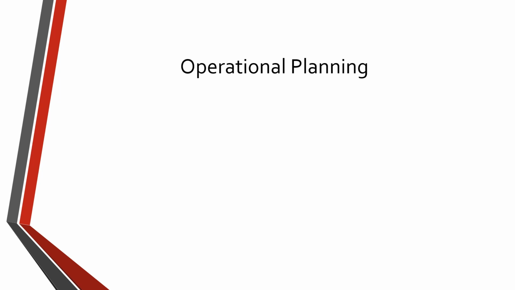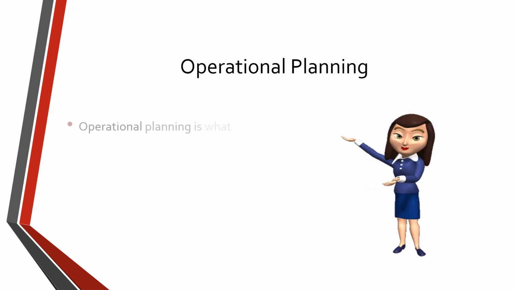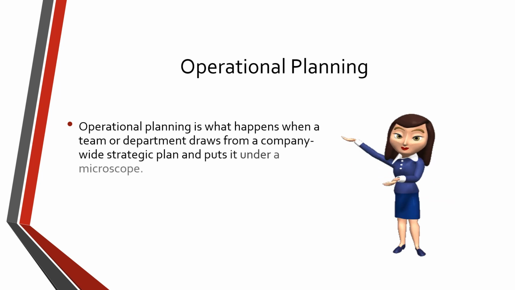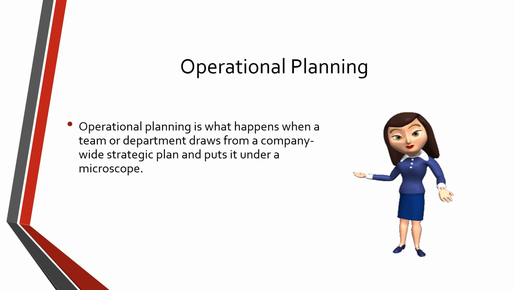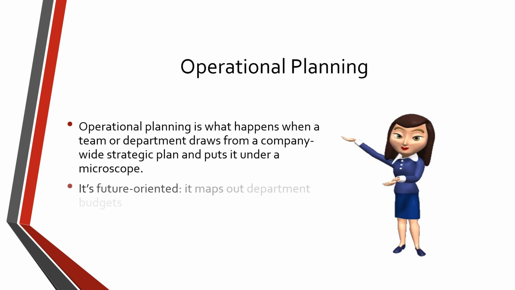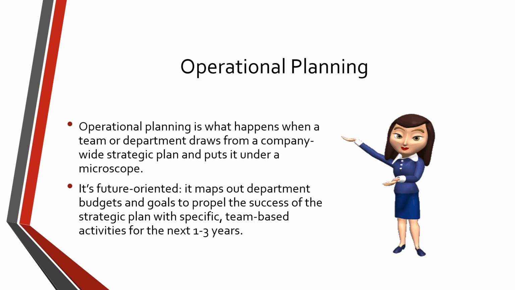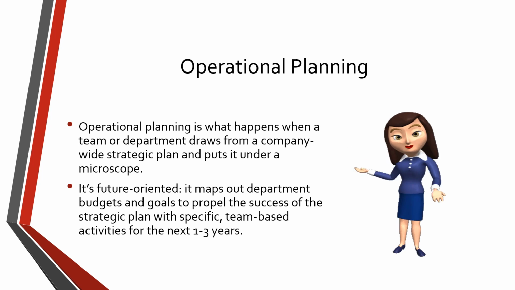Operational planning. Operational planning is what happens when a team or department draws from a company-wide strategic plan and puts it under a microscope. It's future-oriented, that is, it maps out department budgets and goals to propel the success of the strategic plan with specific, team-based activities for the next 1 to 3 years.